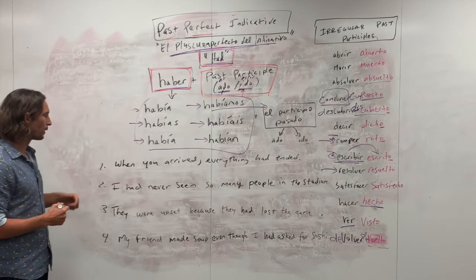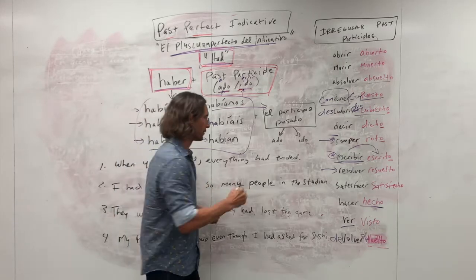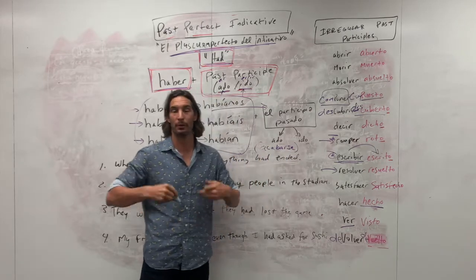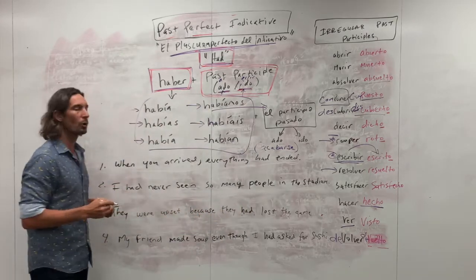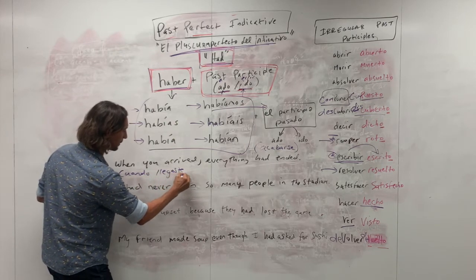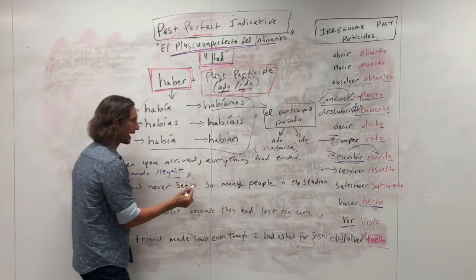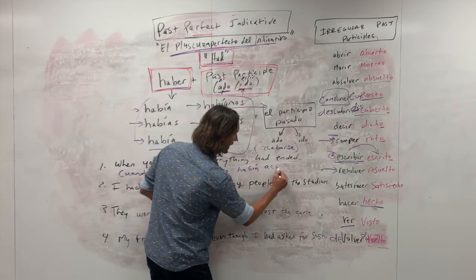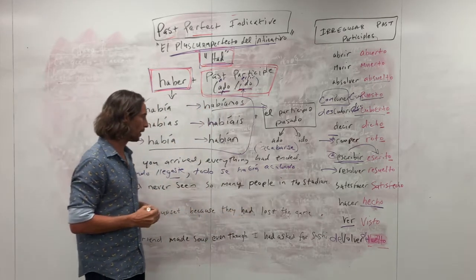So I have here, when you arrived, everything had ended. And so here's the thing about this one. We're going to use acabarse, right? So we're actually going to use a verb that has a reflexive pronoun in it as well. So I'll show you how that works. But so when you arrived, so cuando llegaste, right? When you arrived, right? So this is just the use of the preterite, no big deal. Cuando llegaste, todo se había acabado, right?